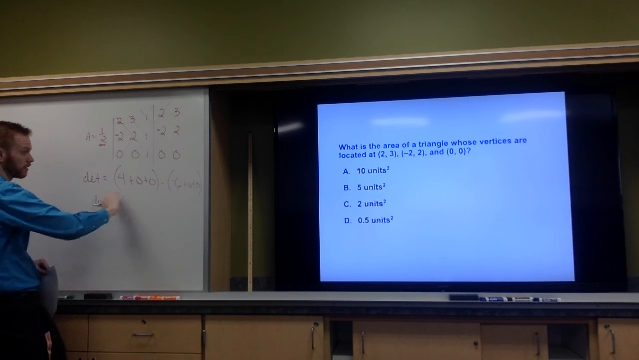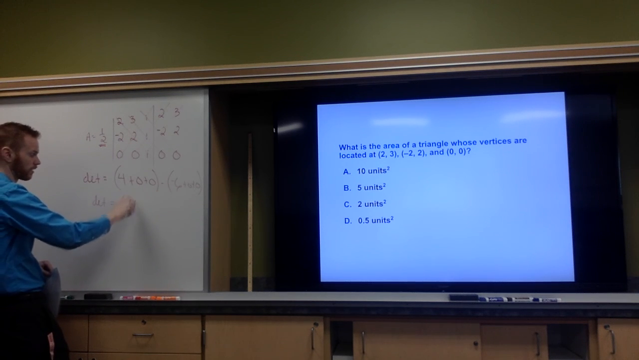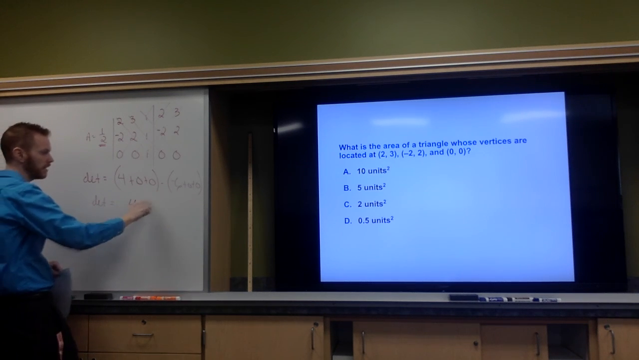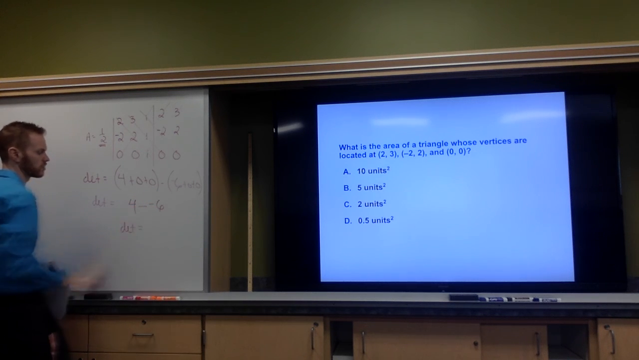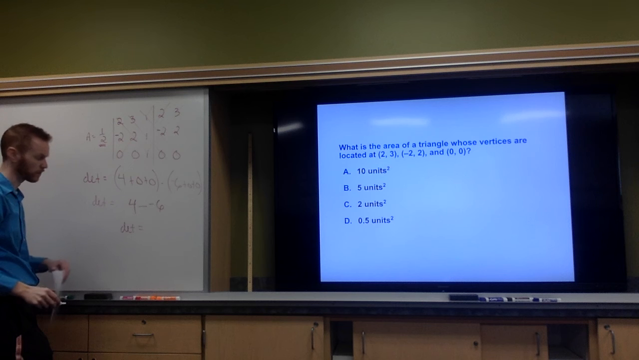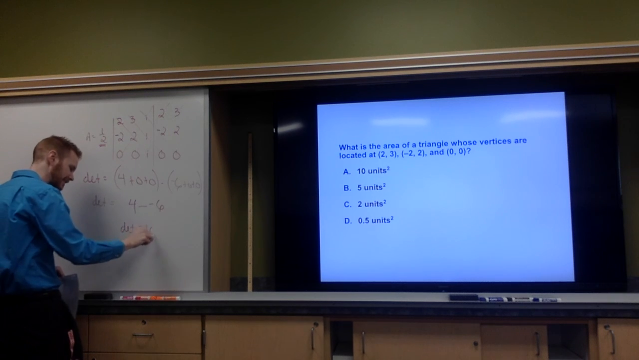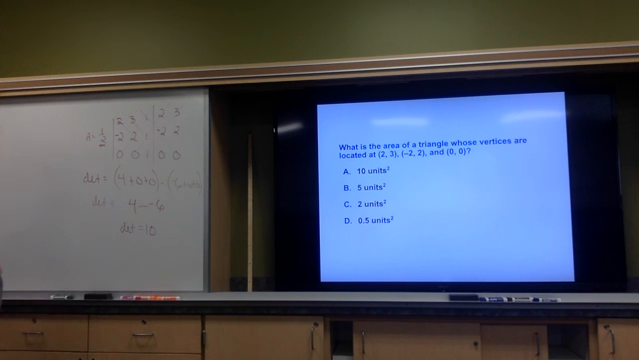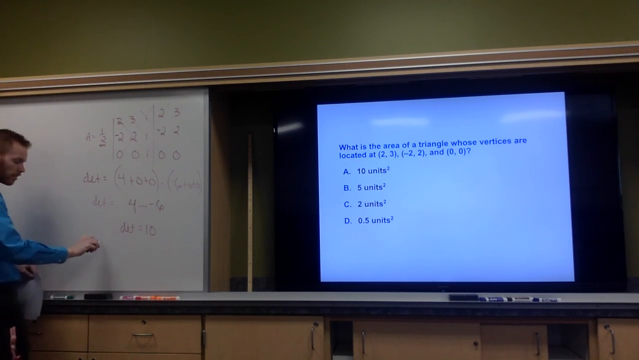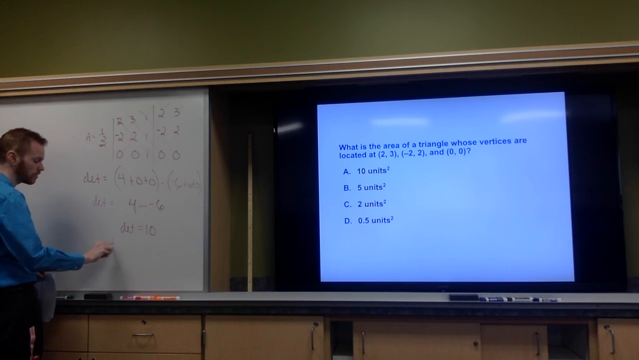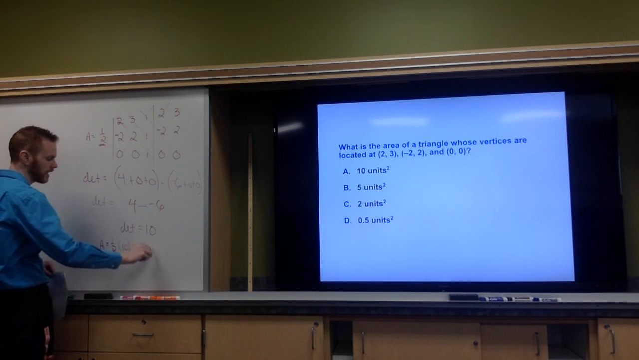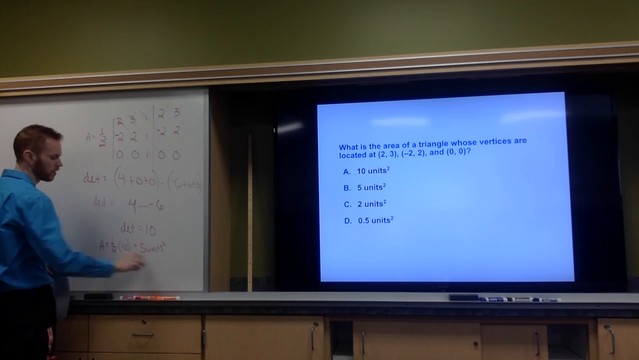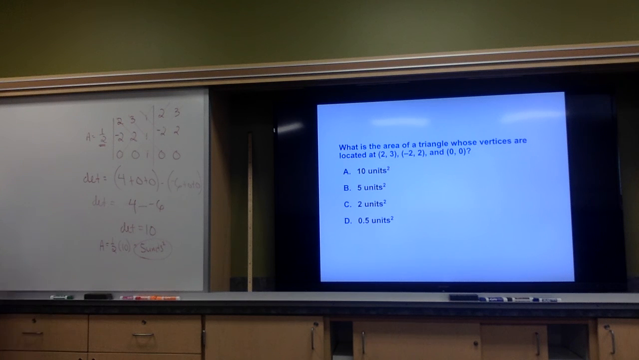Okay, next step, add. So this is 4. Minus, this becomes -6. So my determinant becomes what? What's 4 minus -6? 10. Typically we'd stop there, but to find the area, all I have to do is take 1/2 of my determinant. So if I take 1/2 of 10, I get 5 square units as the area of that triangle. Okay?